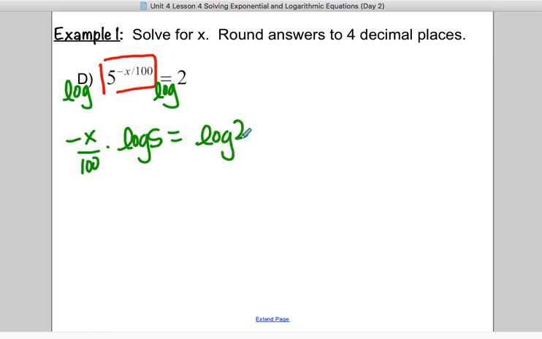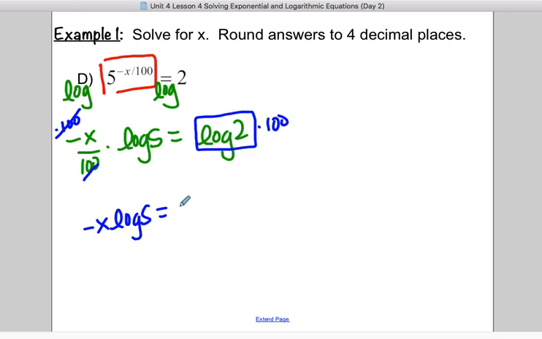Okay. So let's go ahead. We see we have divided by 100. Let's get rid of that, get rid of our fraction. So I'm going to times both sides by 100. So I really have negative x log of 5 is equal to, now, it is log of 2. You do not take the 2 times the 100. It's 100 times the log of 2.